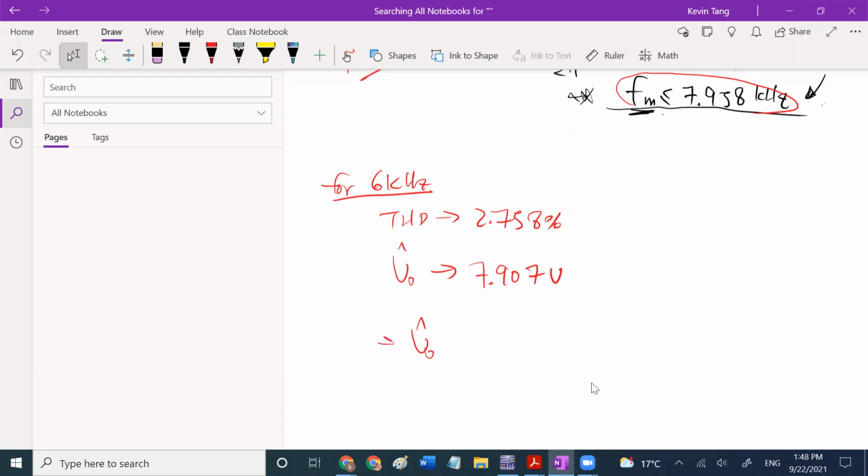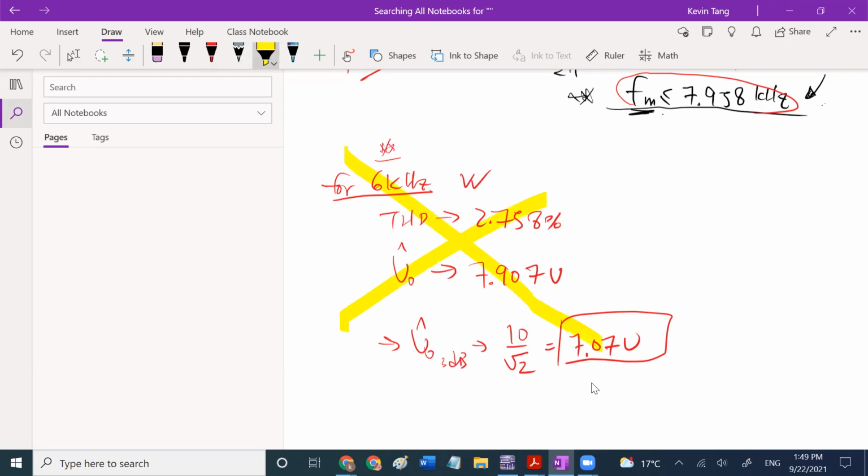Remember, the minimum peak we're supposed to get under the 3 dB situation is 10 divided by root 2, which is 7.07 volt. So we haven't gone lower than that, which means 6K hertz is good. Remember, what I'm doing here is just testing. Students do not need to do this part.